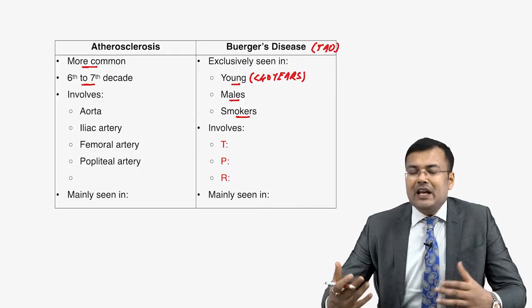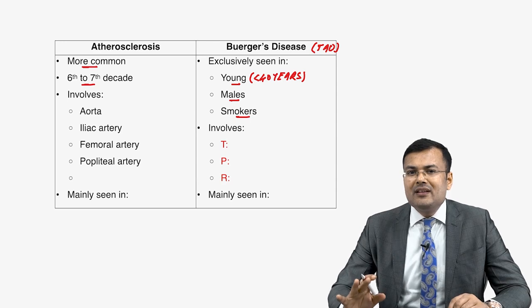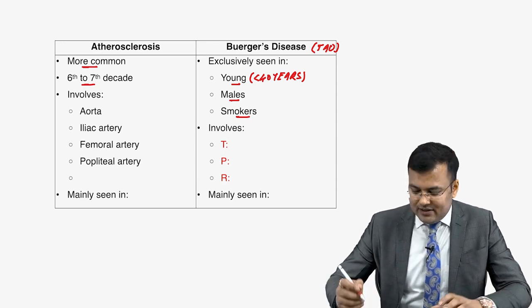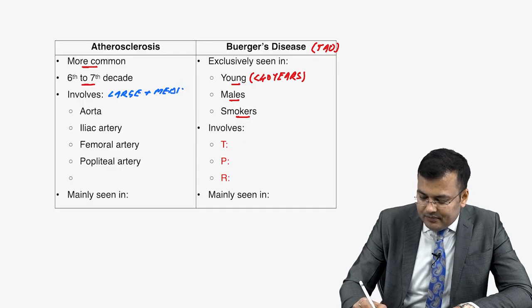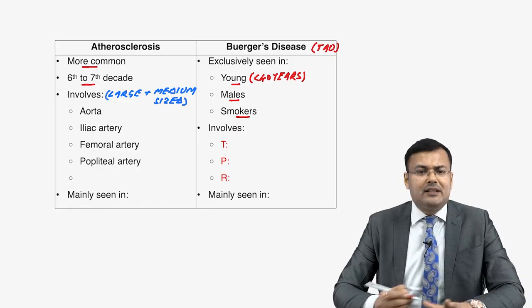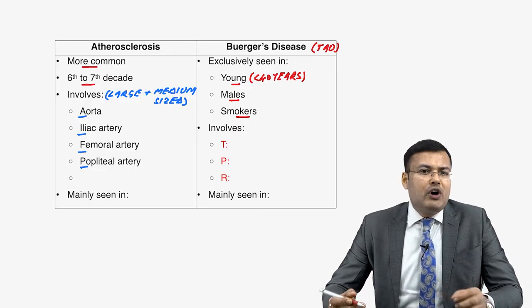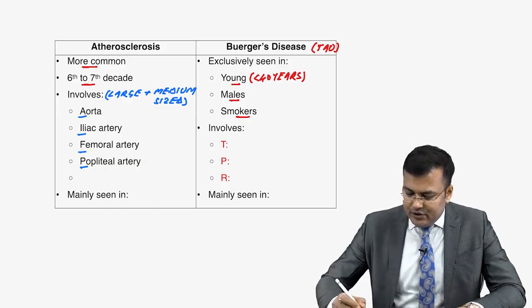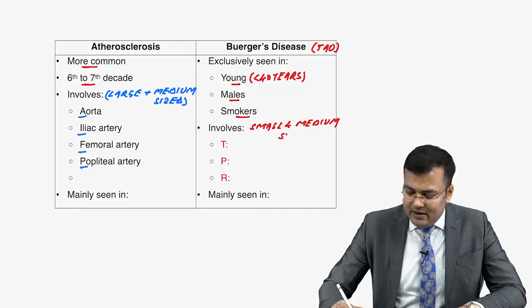Next, which vessels are involved by atherosclerosis? There is involvement of aorta, iliac artery, femoral, popliteal. It means involvement of large plus medium-sized vessels. But if you see Buerger's, it is going to involve small and medium-sized vessels.